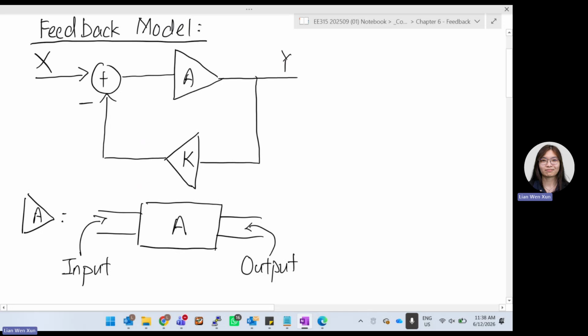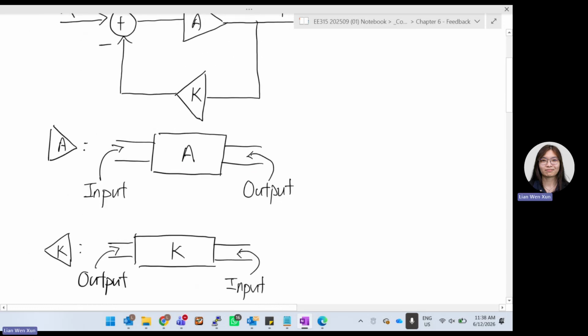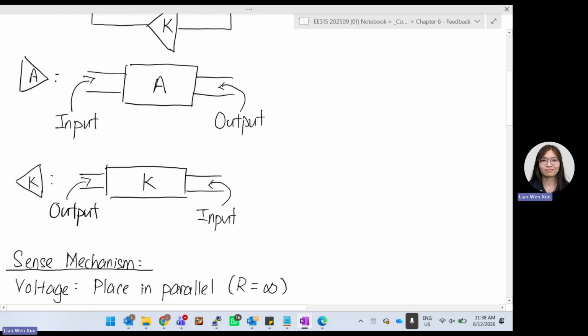The A, we can also model into a rectangle instead of a triangle. The left-hand side of A will be the input, and the right-hand side of it will be the output. However, for K, you can see the triangle is inverted from A. So K actually receives input from the right-hand side and its output goes to the left-hand side. You just need to remember this roughly.